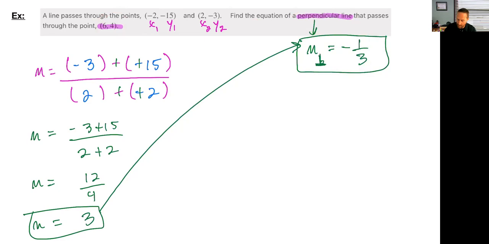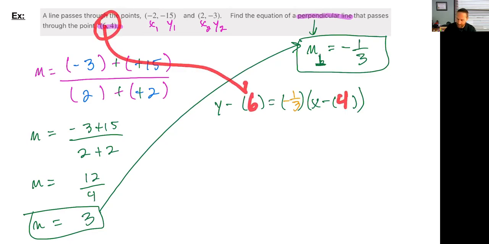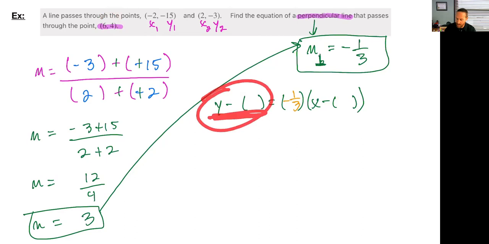So I will now take my point slope formula as a shell, where the x1, y1, and m that I'm going to replace are now in parentheses. And just as a warning, you know the slope, that's easy, it's the negative 1/3 that goes in front of the x. But where most students make mistakes with this is they'll put left to right order, the 6 here, the 4 there. And remember, the y's have to stay with the y's, the x's with the x's. So be careful with that.